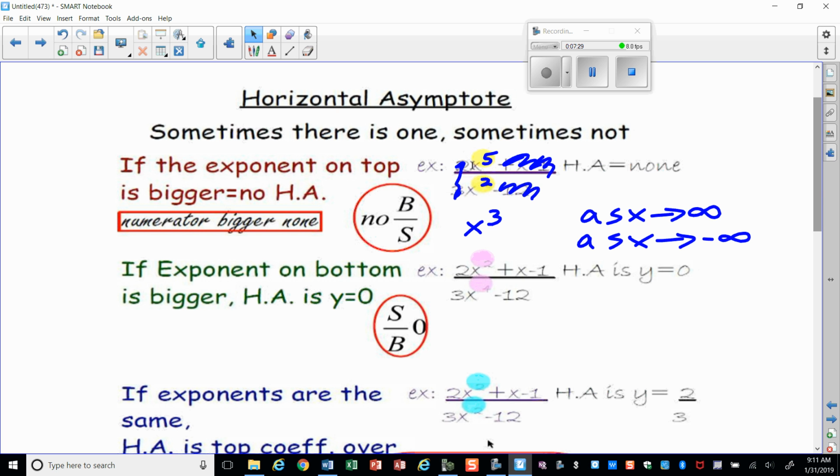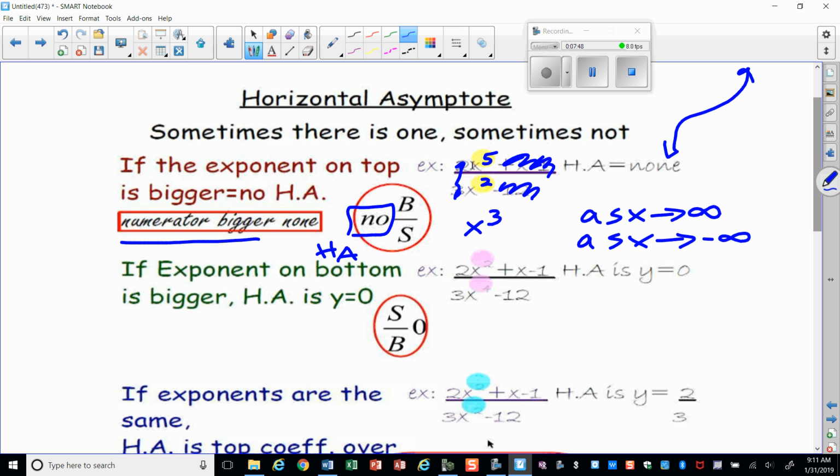So there is no horizontal asymptote. If you have a cubic function, it doesn't level off. So that would be no horizontal asymptote. That's if the numerator is bigger than the denominator: you have no horizontal asymptote.